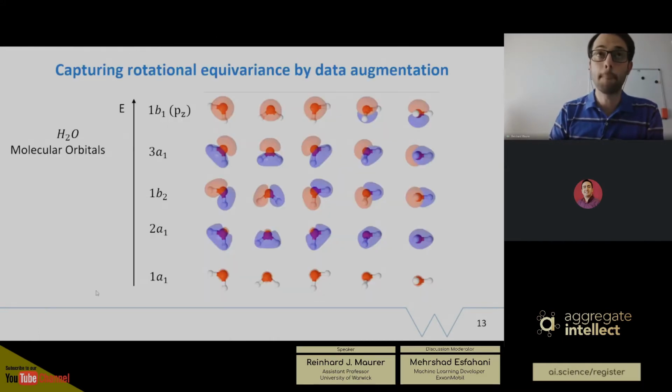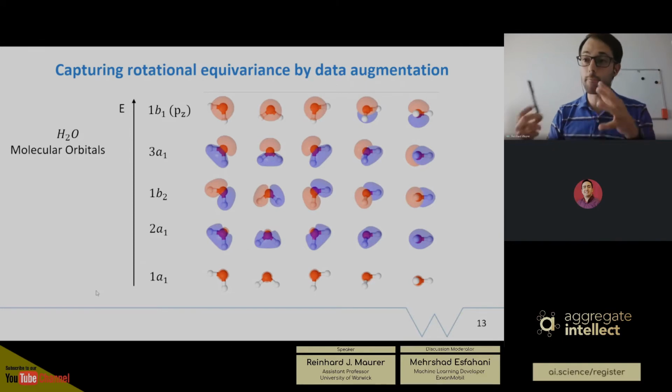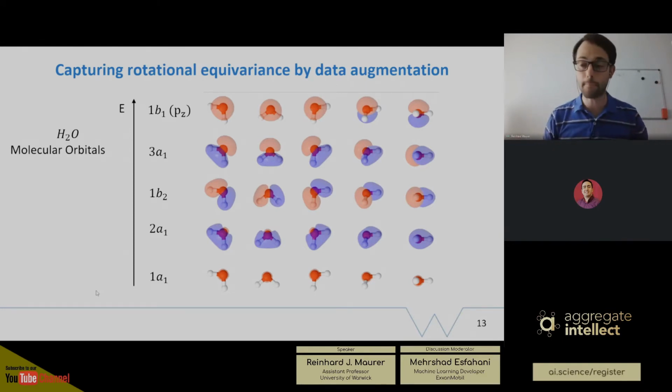And so one of the crucial aspects of predicting molecular wave functions is capturing their rotational dependence, which is a lot more complicated than just looking at rigid rotation of molecules and how the energy is affected. Because molecular orbitals aren't invariant to rotations. You know, they have to rotate with the molecule, so they're equivariant with respect to rotations.